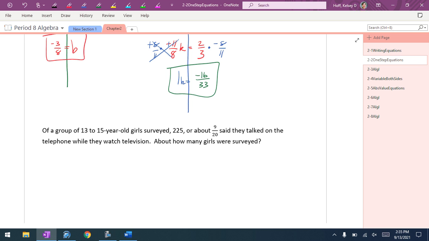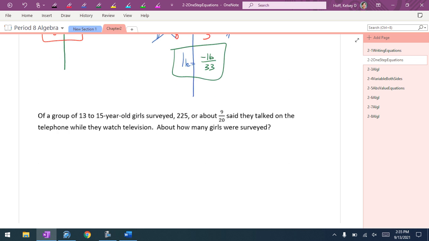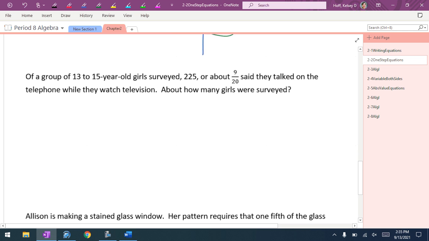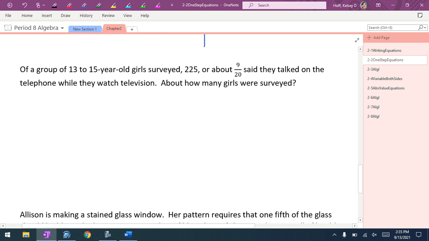You're fine. Of a group of 13 to 15-year-old girls surveyed, 225, or about 9/20, said they talked on the phone while they watched television. About how many girls were surveyed? With this, we need to write an equation, and this is what we talked about on Friday, an embedded equation. Not where x equals something, but based on the information, write an equation, then we'll solve it. So the unknown, or our variable, is our question about how many girls are surveyed. So we're going to say x equals number of girls surveyed.